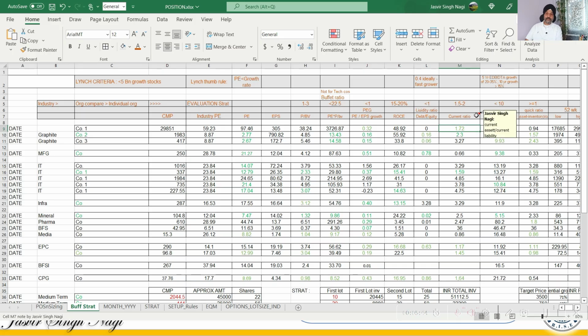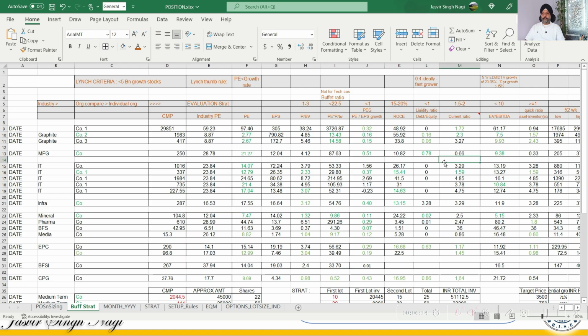What is current ratio? Assets upon current liability. You remember I mentioned this earlier, that if you see the balance sheet and see the health, if you see assets against liability, this is what the current ratio would look like. So if assets is higher and the liability is less, it has to be greater than 1. Ideally it should be between 1.5 to 2.